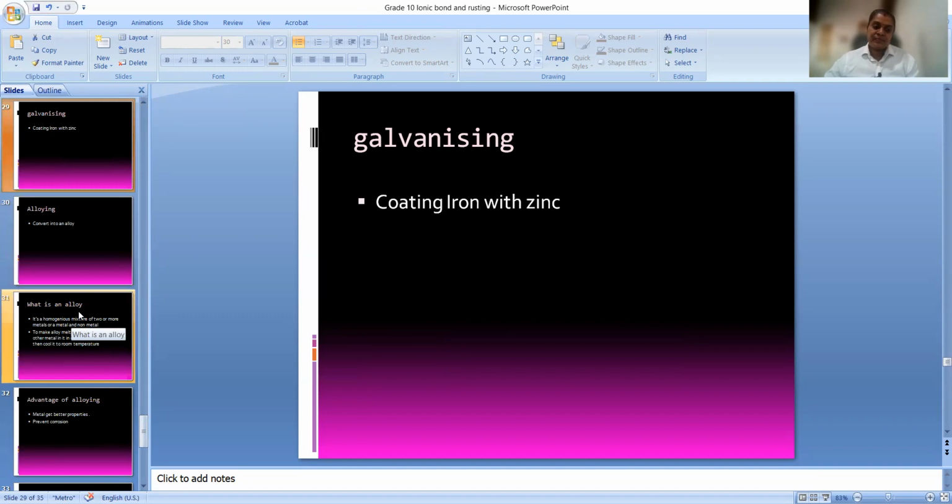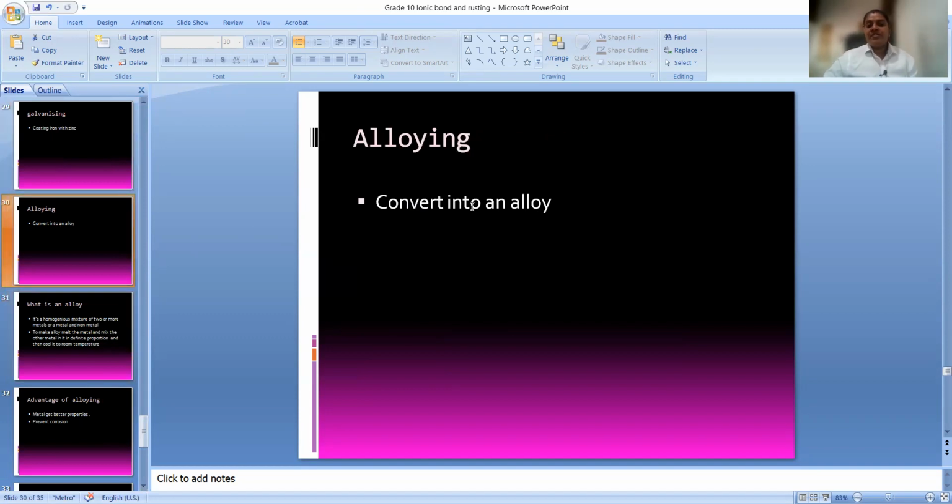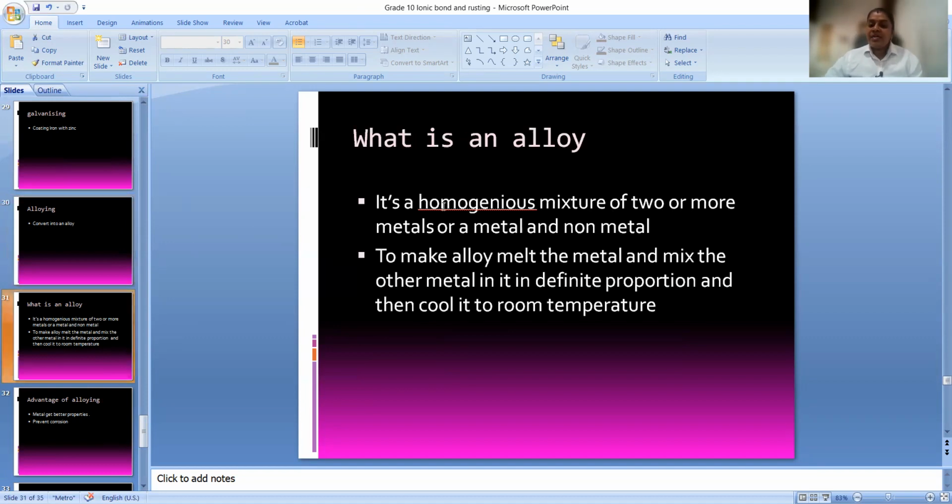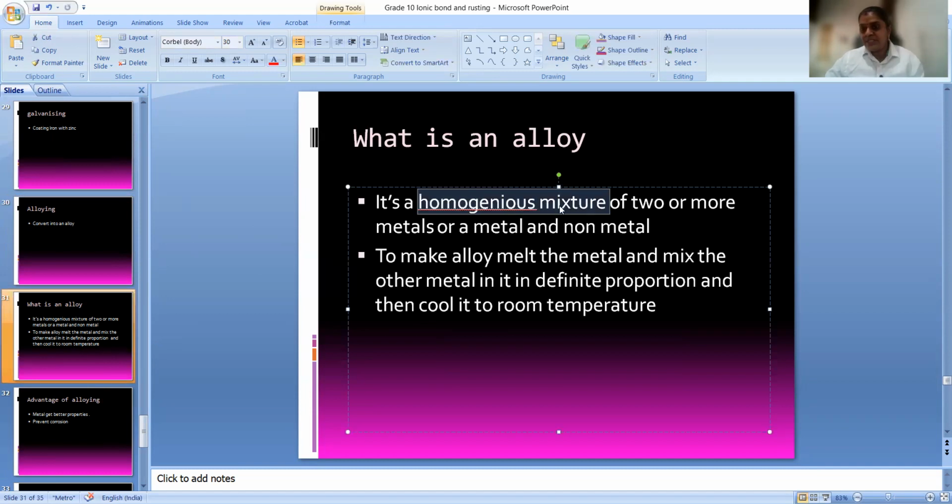And next, alloying. What do you mean by alloying? Converting into an alloy is called alloying. Let us see what an alloy is. An alloy is actually a mixture, and it is a homogeneous mixture. Okay, it's homogeneous, the composition throughout should be the same. It's a homogeneous mixture of two or more metals or non-metals. So to make an alloy, we have to melt the metal and mix the other component, whether it is a metal or a non-metal, and we will cool that substance to room temperature, then we will get an alloy.